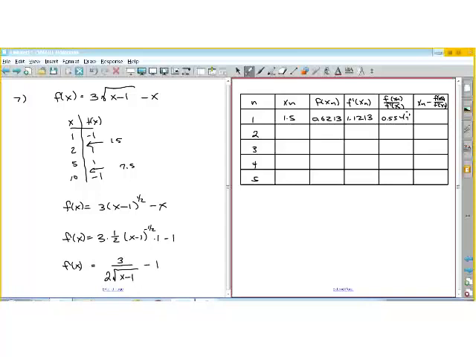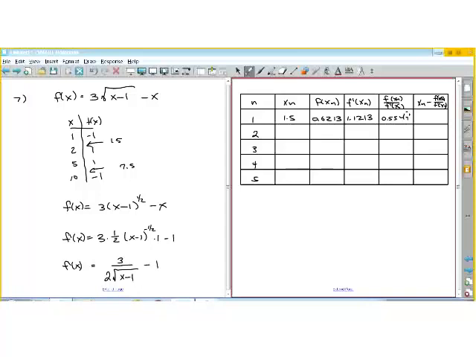I get 0.9459, which is out of the domain. So, let's try it again. Now, sometimes these things can't converge, and that might be what's happening here. There's a convergence criterion. But first I have to see whether I did it right.